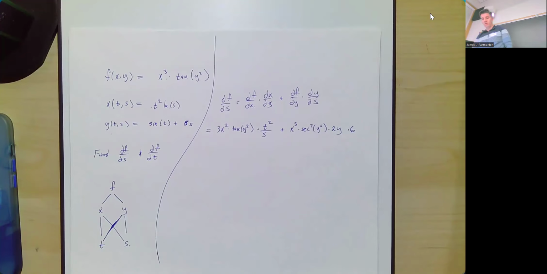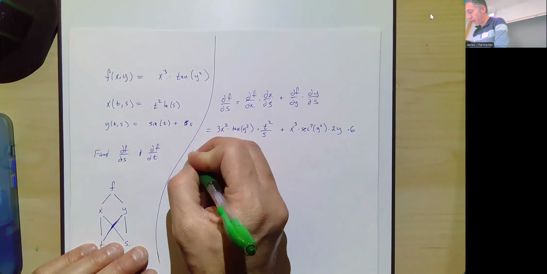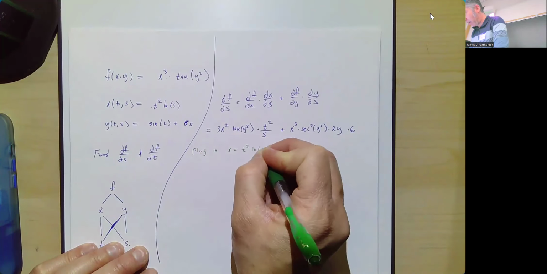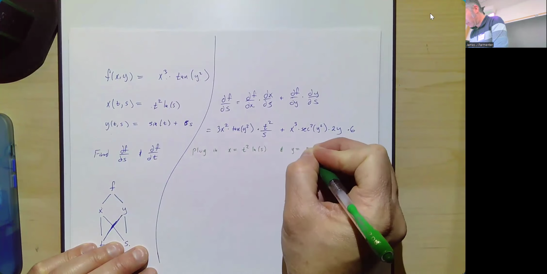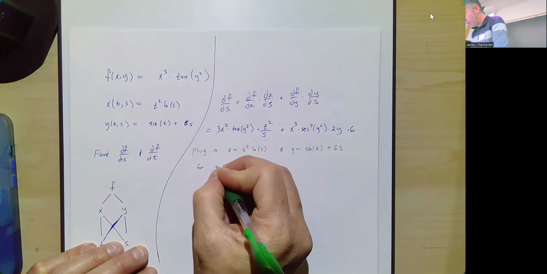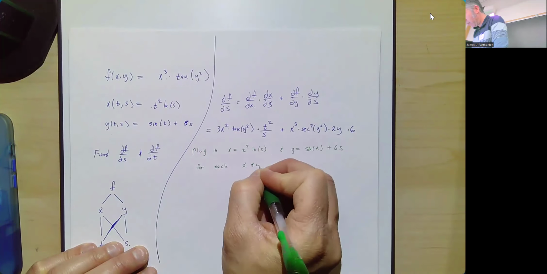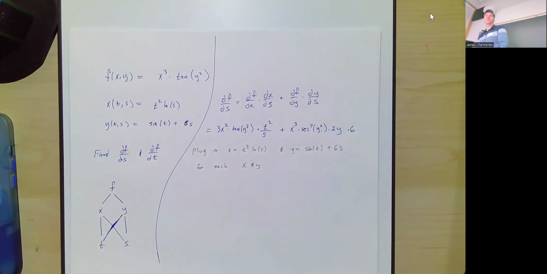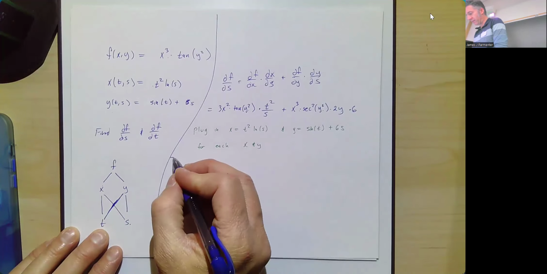And then if you really, really wanted to, but I don't really want to, you could plug in x equal to t squared natural log of s and y equal to sine of t plus 6s for each instance of x and y. But you'd have to plug it in here and here and here and here and here, which seems kind of terrible to write out. But if they said to write del F del S only using S and T, that's what you would need to do. Let's find the other derivative we've been asked for.